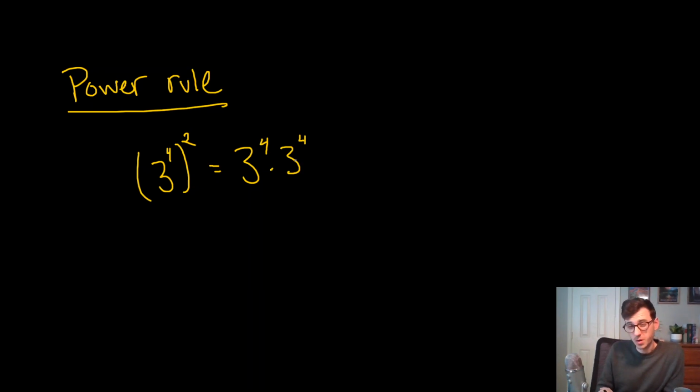Now, if you remember, we have our friend, the multiplication rule, which states that if you have two numbers with the same bases with exponents, then you add the exponents together. So this would be equal to 3 to the 4 plus 4, or 3 to the 8. Now, if you look at 3 to the 4 squared and 3 to the 8th, is there a pattern that you might notice? Well, let's maybe try one more.